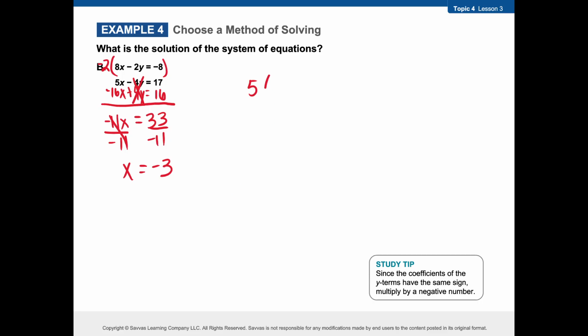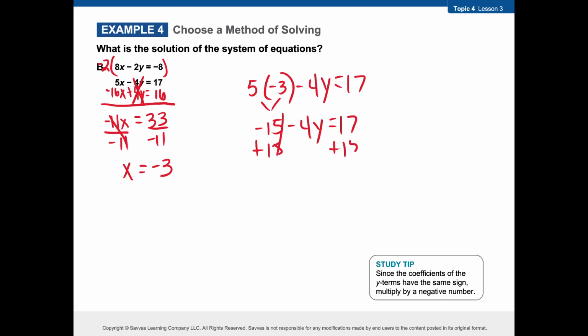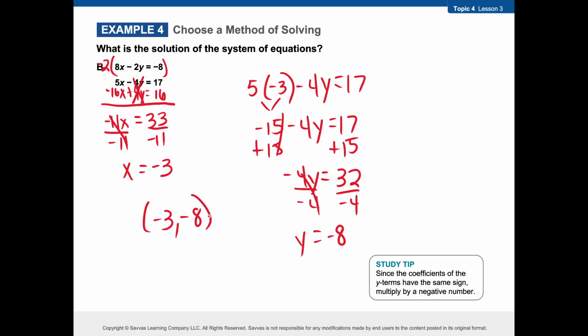Then again, your choice, I'm going to use the bottom one. 5 times -3 minus 4y equals 17. That's a -15. Add 15 to both sides. Do not forget to bring down that negative sign. Divide by a -4, and y equals -8. So -3, -8.